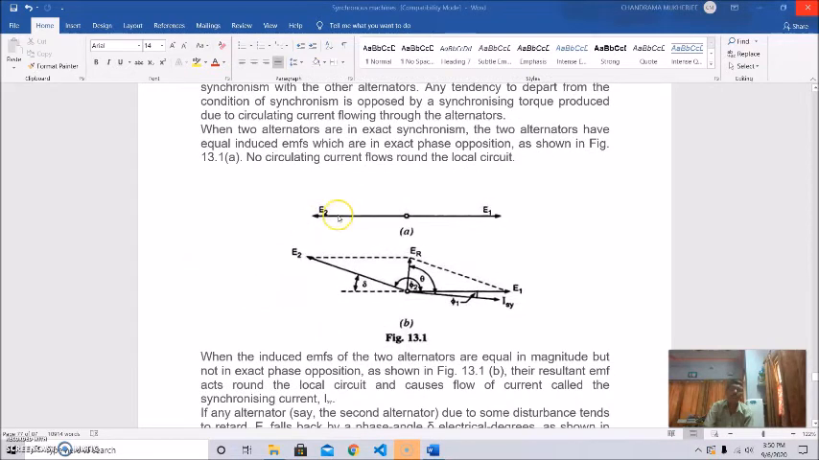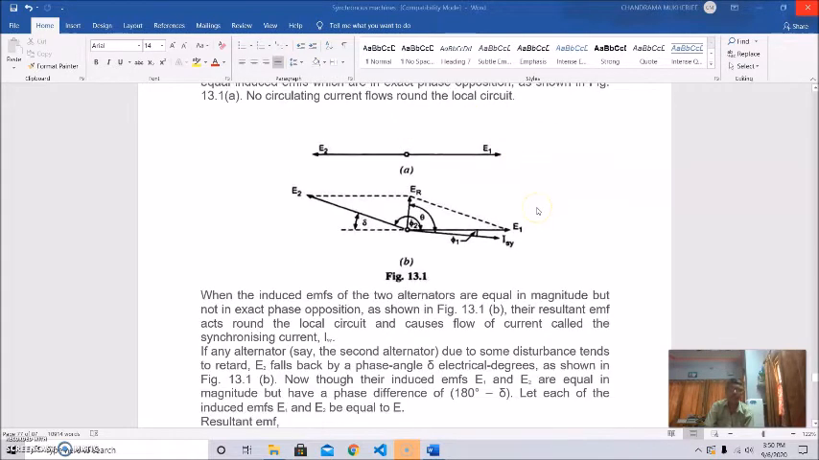That is shown here. This E1 and E2 are in exact phase opposition, and no circulating current will flow around the local circuit. But when the induced EMFs of the two alternators are equal in magnitude but not in exact phase opposition, as shown here, there is a phase difference. The resultant EMF acts around the local circuit and causes a flow of current called synchronizing current. This is the resultant EMF, and this current is flowing due to it. This is the synchronizing current ISY.